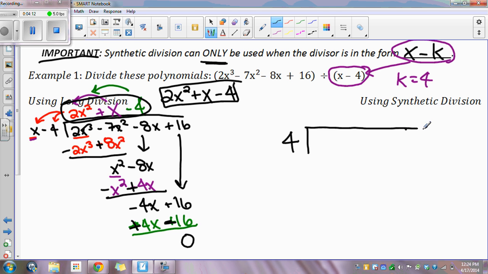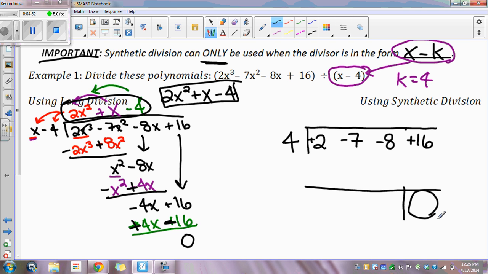Inside is going to be different than what we've done in the past. We're taking all of these terms and writing them without their x's. So we're just writing the coefficients. So at the beginning we'll have 2 instead of 2x cubed. We'll have a minus 7, a minus 8, and a 16. We just took out the x's, that's all we did. And if you want to keep the positives, that's fine. Draw a little bar right here, and then another little bar. What's going to happen is at the end, whatever's left over here, that's your remainder.